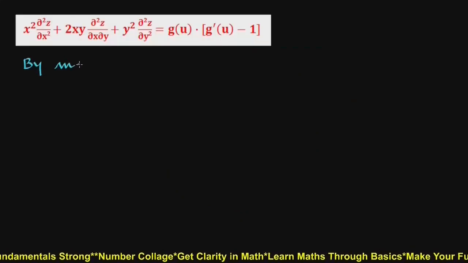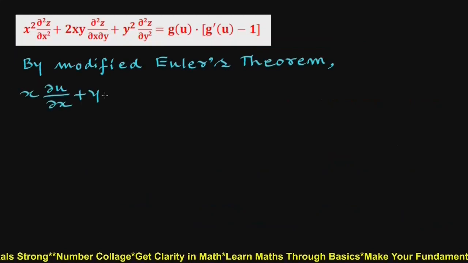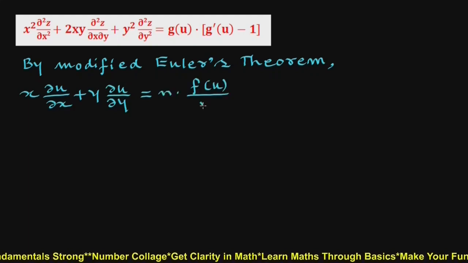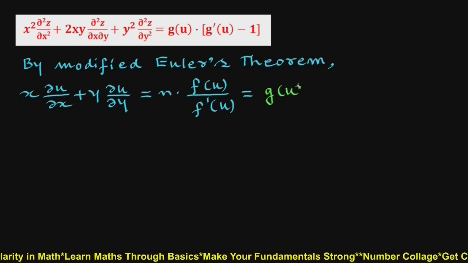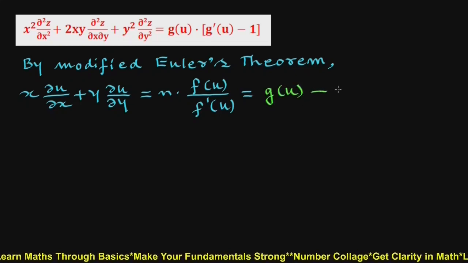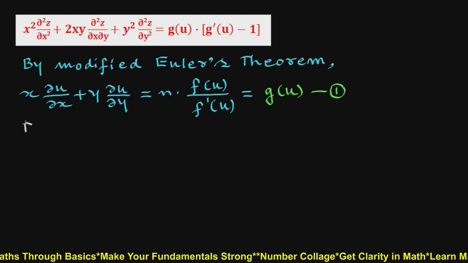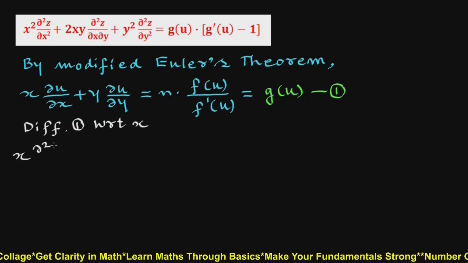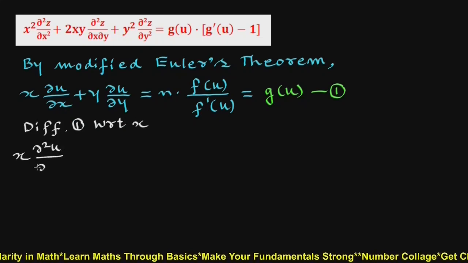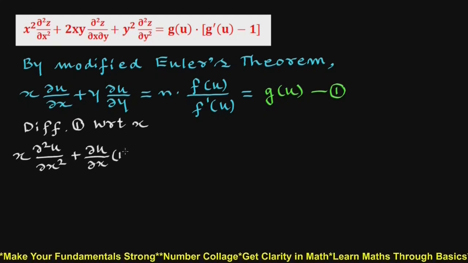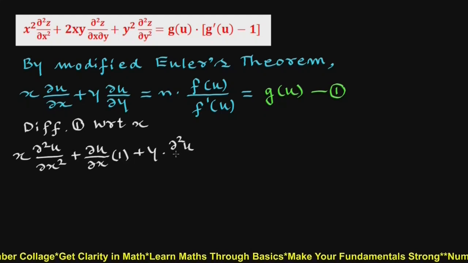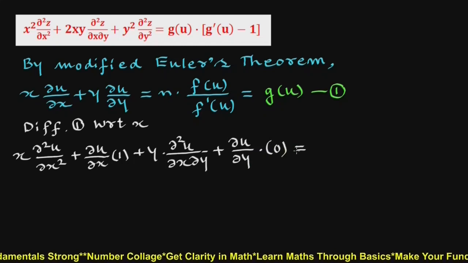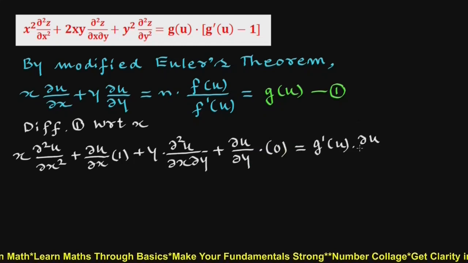By modified Euler's theorem, x ∂u/∂x + y ∂u/∂y equals n f(u)/f'(u), and we assume this to be g(u), a function of u. We name this 1. Next, we partially differentiate expression 1 with respect to x. That gives us x ∂²u/∂x² + ∂u/∂x × 1 + y ∂²u/∂x∂y + ∂u/∂y × 0, which equals g'(u) times ∂u/∂x.